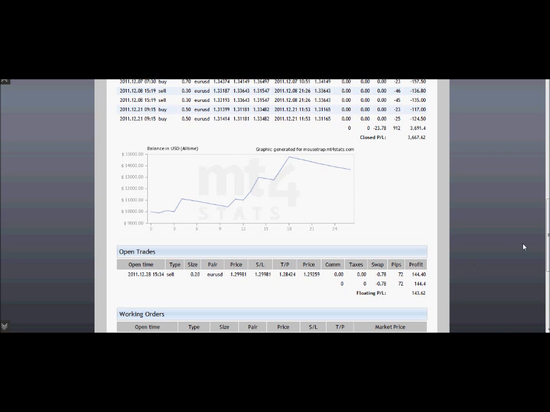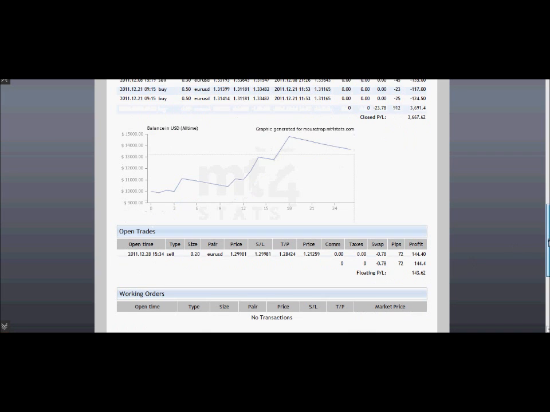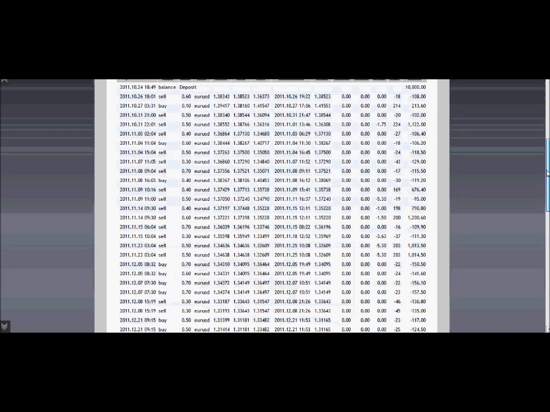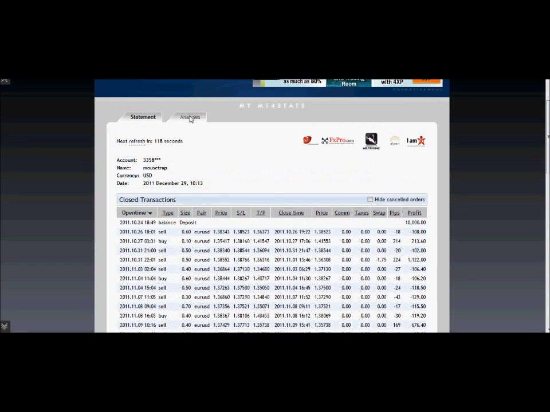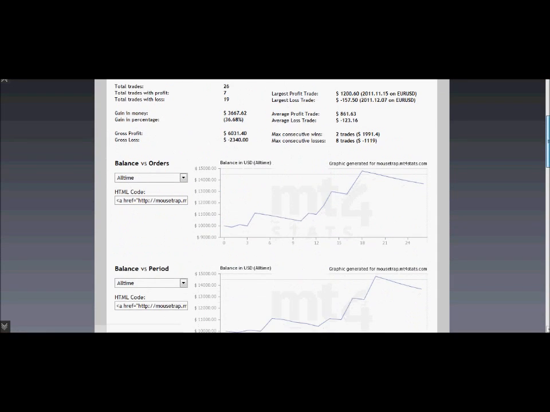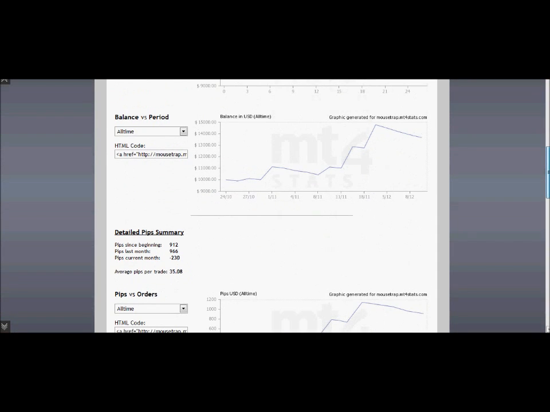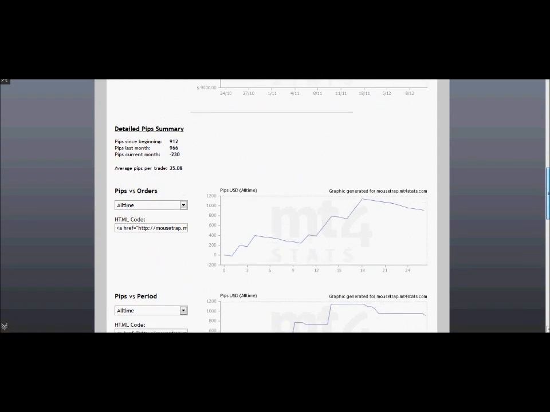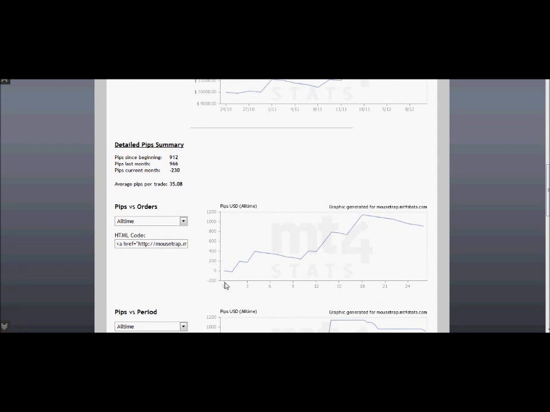And if we look at that in terms of pips, as well as in terms of actual financial amount, we get exactly the same sort of profile. We see we've had winners, a large number of losers, winners, a larger number of losers. And that's really it. That's Mousetrap for you.